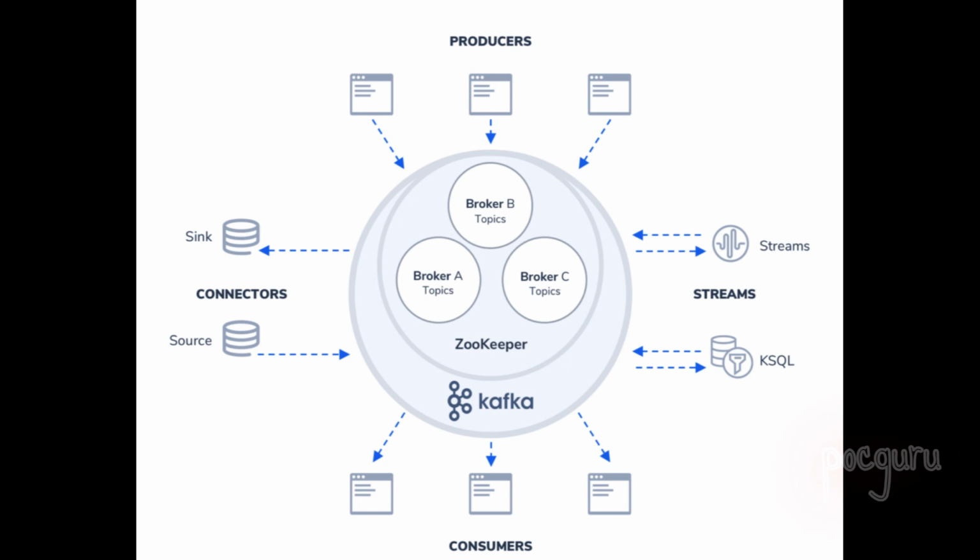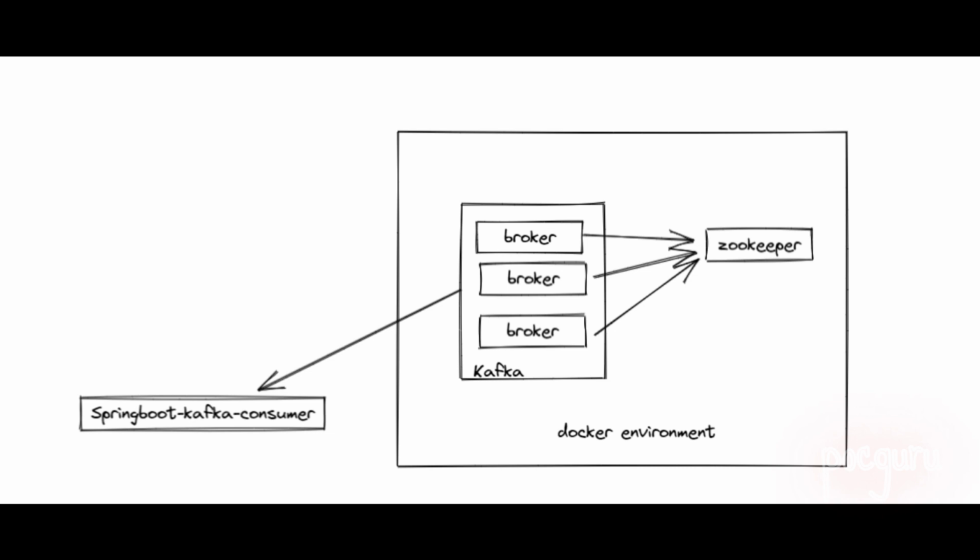For this video, I am going to bring up Kafka and Zookeeper in a Dockerized environment. If you already have a Kafka cluster available, you can skip the first part of this video. To run Kafka in a containerized environment, we need to have Docker Desktop running. Check if Docker is running by opening the terminal and typing the command docker ps.